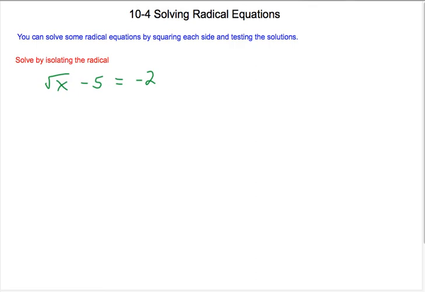Hello everybody, in this video we are going to solve radical equations. You can solve some radical equations by squaring each side and testing the solutions. In this case we're going to solve by isolating the radical.